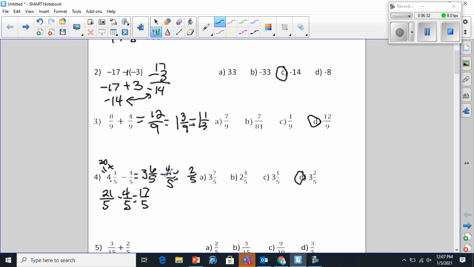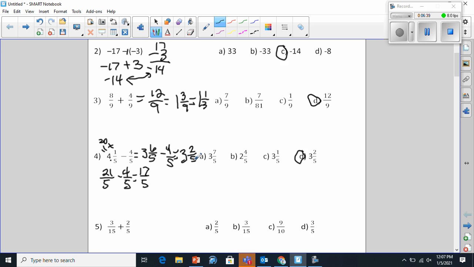And we also know that 3 minus, well, there's no whole number here, so that would make 3. Once again, we get 3 and 2/5.